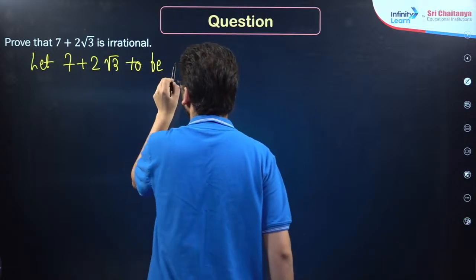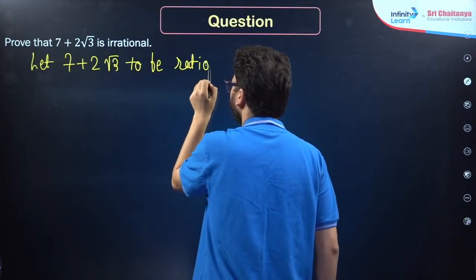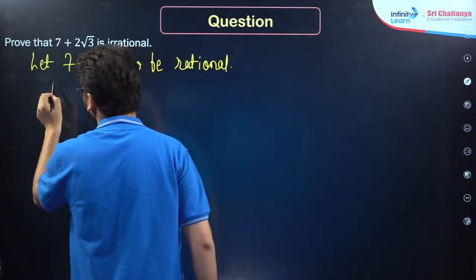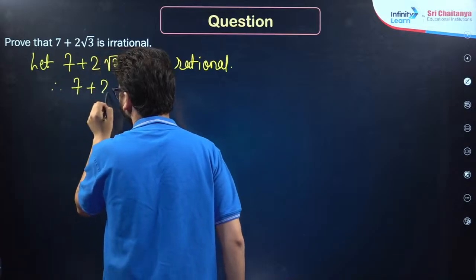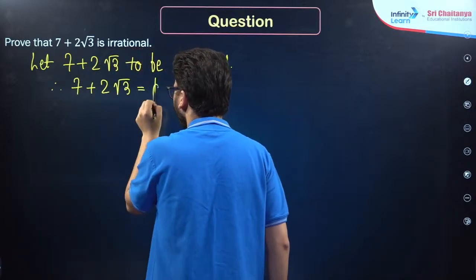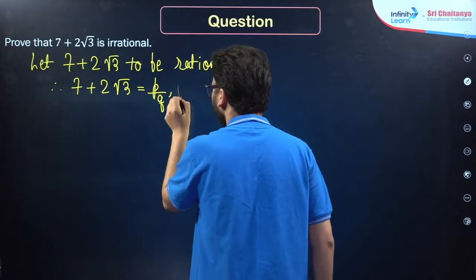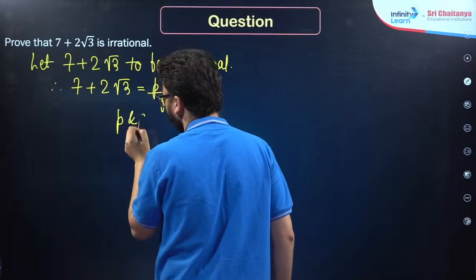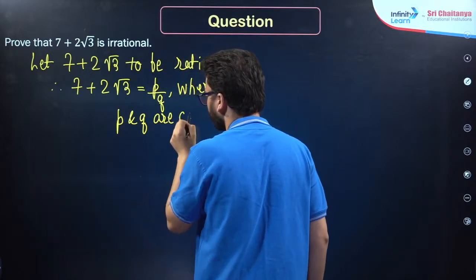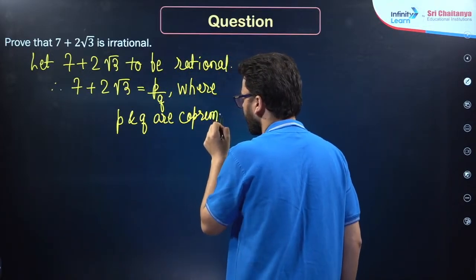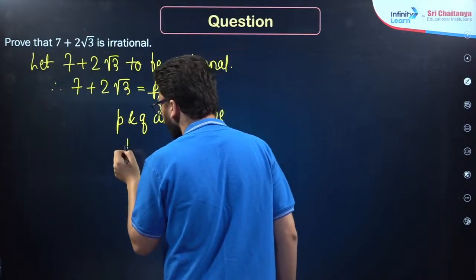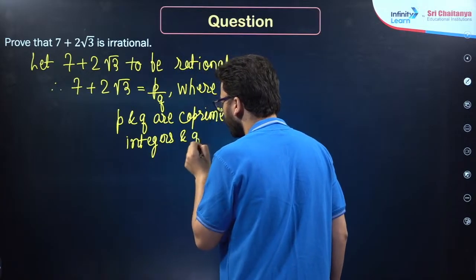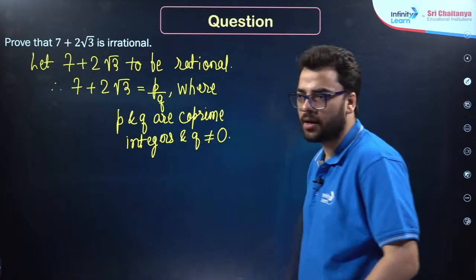Now, the same type of logic: let 7 plus 2 root 3 be rational. Again, proof by contradiction. We have to assume it to be rational, right? Therefore, if it's a rational number, 7 plus 2 root 3 is equal to p by q, where p and q are co-prime integers. It will come in the examination. You have to understand this type of question, co-prime integers, and q is not equal to 0, right?